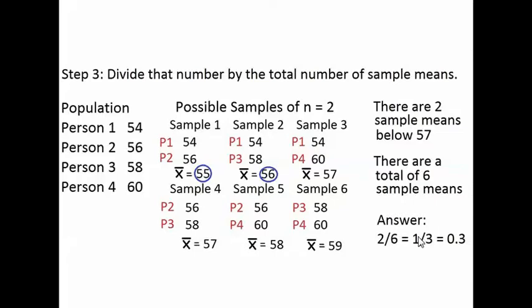That makes sense because, after all, 1/3 of the possible samples of 2 people have a sample mean that's below 57. If 1/3 of the possible samples of 2 people have a sample mean below 57, then the probability of getting a sample of 2 people with a sample mean below 57 is just 1/3.